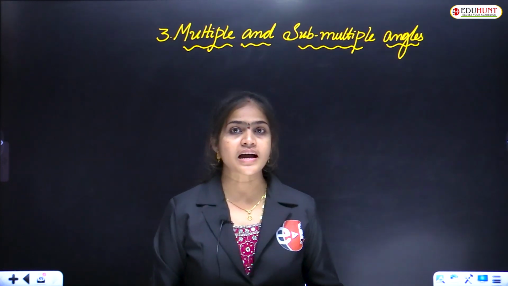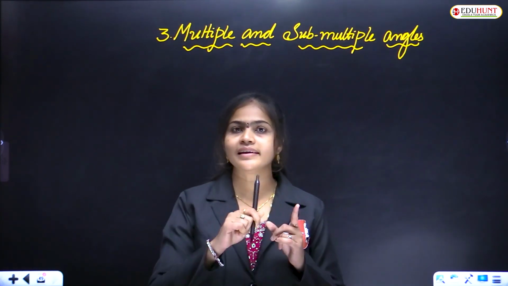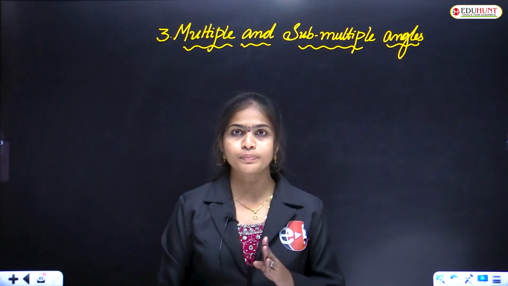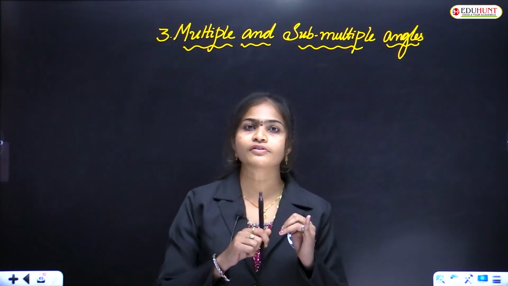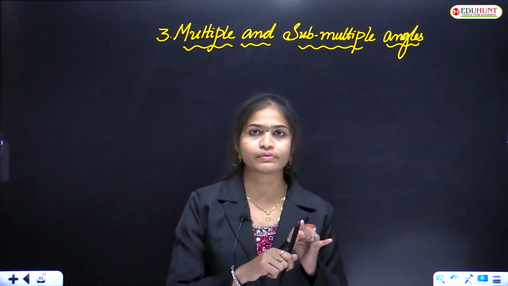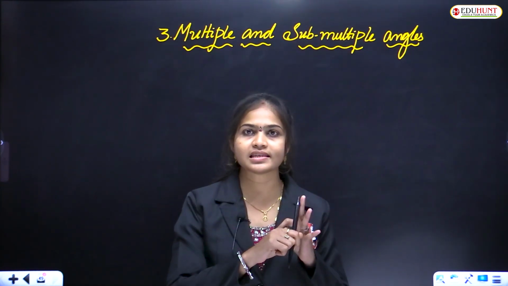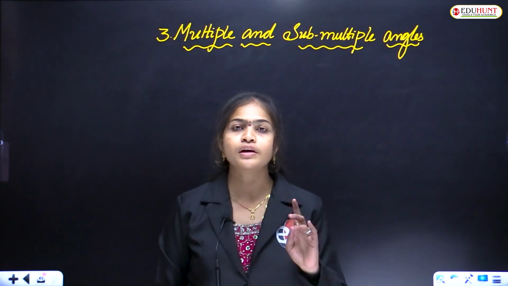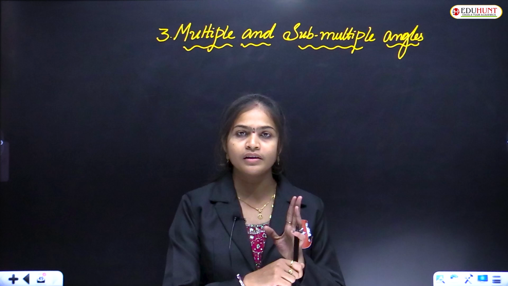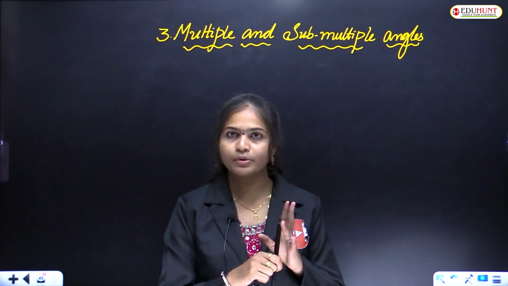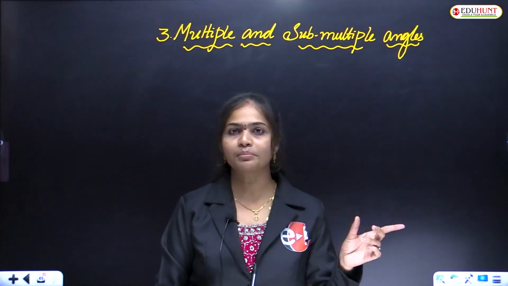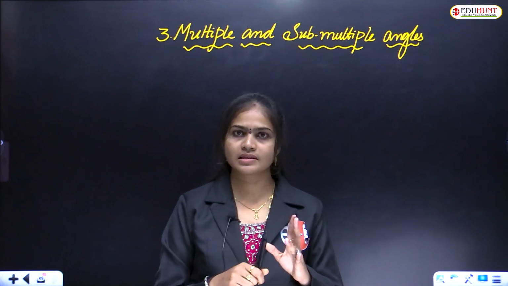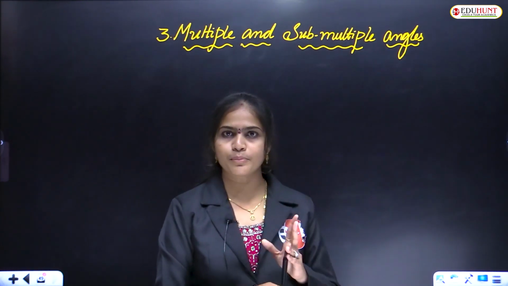So children, at the starting I told you that in trigonometry we have four parts. What are they? The first one is trigonometric ratios, the second one is compound angles, the next one is multiples and submultiples, and the next one is transformations. So here compound angles are completed. First, trigonometric ratios were already completed in 8th class, and in this class we already completed compound angles.